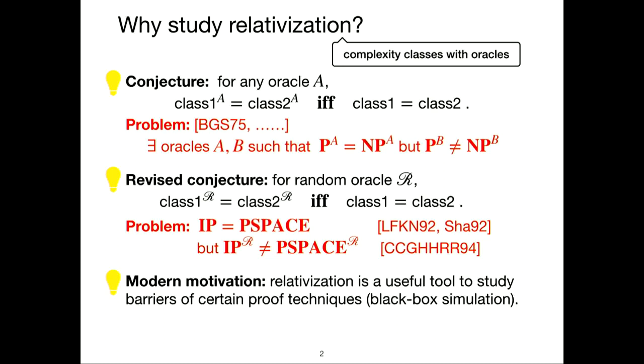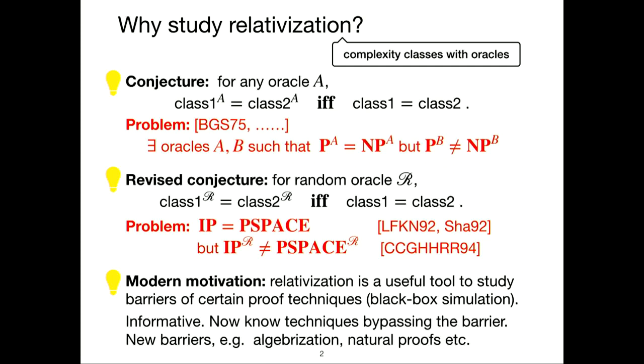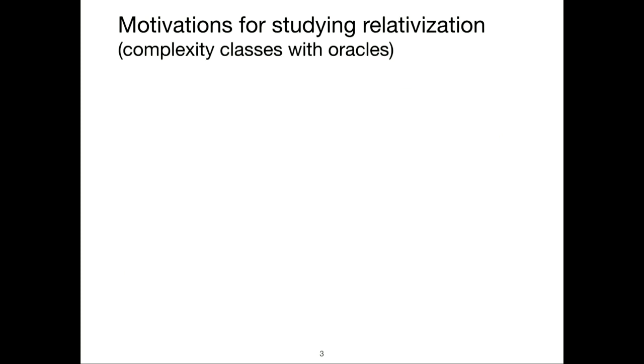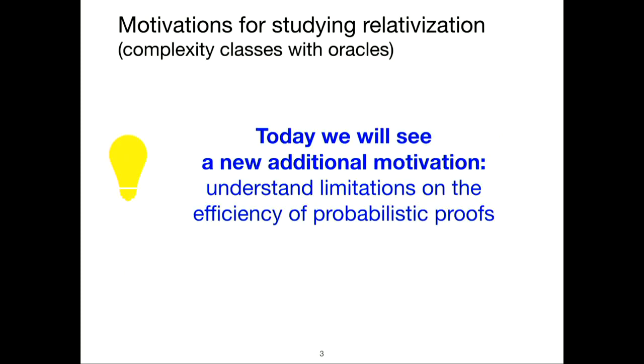So from there on, people turned around and started to study relativization as a proof technique barrier. And this has been a fruitful direction. Ever since, people have found stronger proof barriers, such as algebrization and natural proofs. But today, we'll be studying relativization with a completely different motivation, that is, to understand the limitations on the efficiency of probabilistic proofs. In the rest of the talk, I will first give a definition of probabilistic proofs, and then I'll use an example to illustrate this motivation. And finally, I will talk about our results.